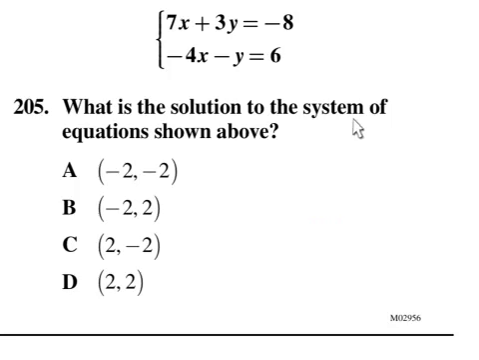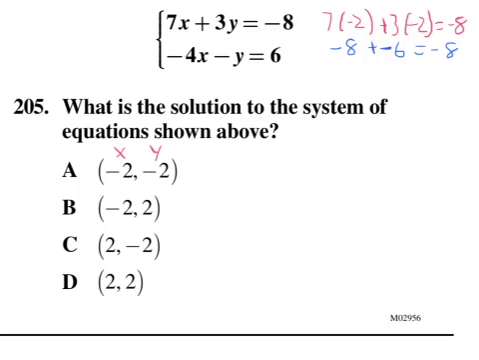If I want to find the solution to the system of equations right here, you're going to simply plug each coordinate in until you find the one that works. There is a method called elimination or substitution to solve these, but all we're going to do is, this is x, this is y, and we're going to plug them in. So 7 times negative 2 plus 3 times negative 2 equals negative 8. Is that true? No. Which is negative 8 plus negative 6, does that equal negative 8? No. So can I cross that out? The first one didn't work.